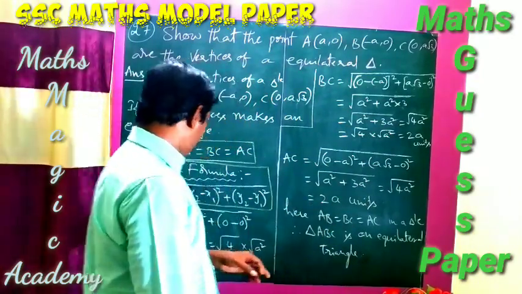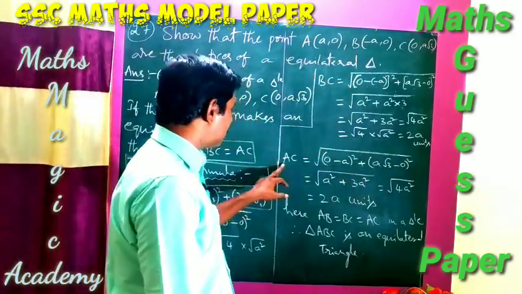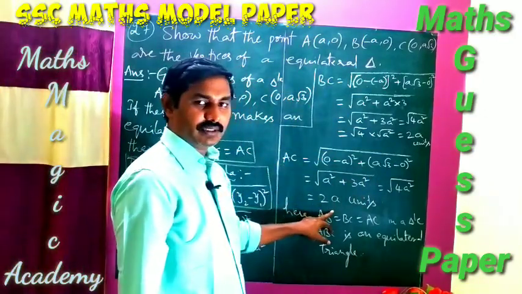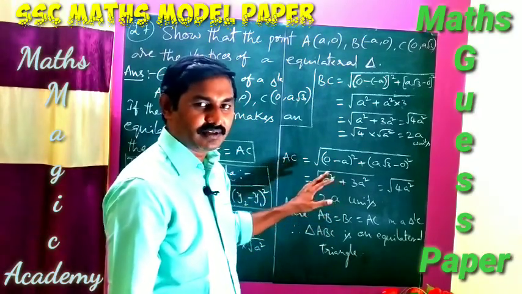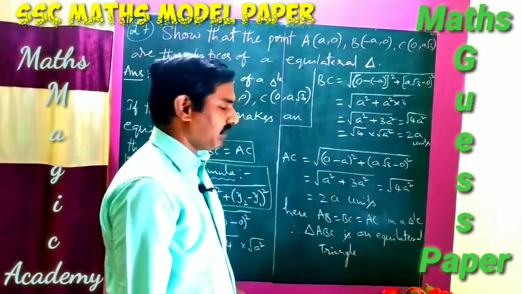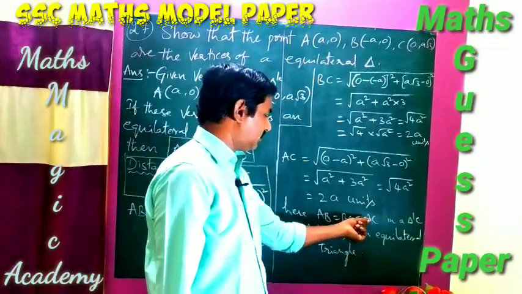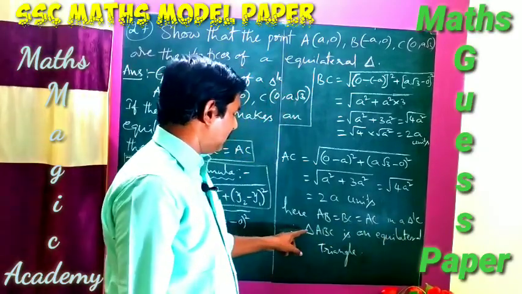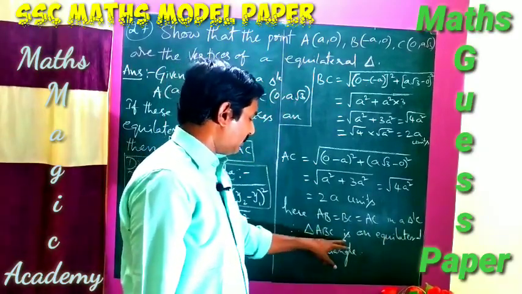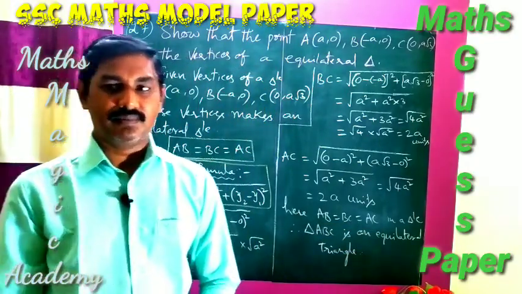What do you observe? Here the length of AB is 2a units, length of BC is 2a units, AC is also 2a units. Here all the sides are equal or not? If the sides are equal, then definitely we can say this belongs to an equilateral triangle. So we can write here AB equals to BC equals to AC in a triangle, that is in triangle ABC, so that it is an equilateral triangle. So like that we can prove.